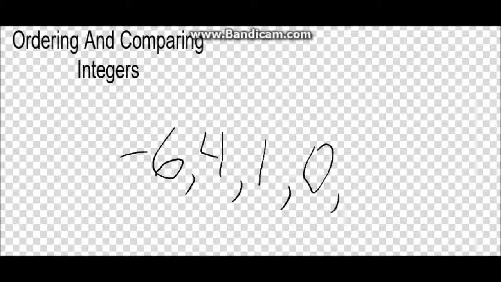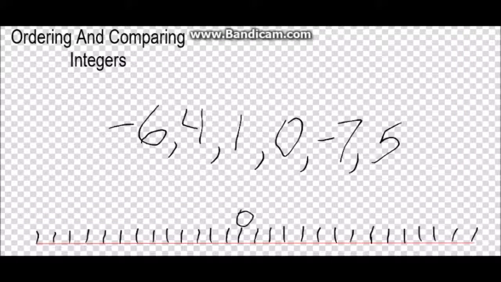Okay, so first we will start off with ordering integers. To order integers, it's quite simple. But first you need a set of integers. So we can take the set -6, 4, 1, 0, -7, and 5. So this is a set of integers. Now, let's say you want to order them. Well, a thing you use to order them is called a number line.